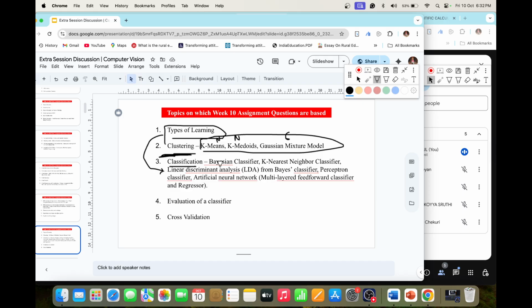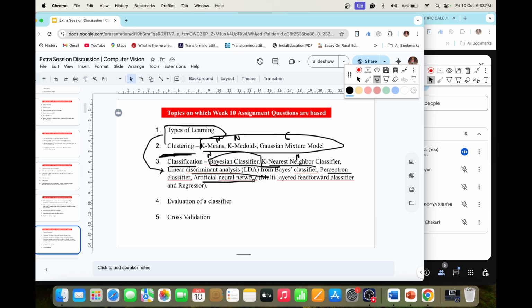And then classification, we have the Bayesian classifier. This is very much important from your numerical point of view. In your whole exam you can at least expect one question related to Bayesian classification or Bayes theorem. So please go through what Bayes theorem is, it is very important. And then k nearest neighbor, again very important with respect to numerical. LDA you can also see from a numerical point of view. Perceptron classifier, again numerical point of view.